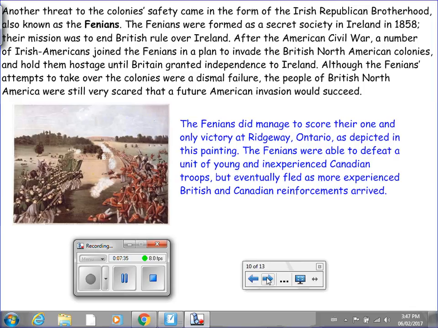Although the Fenians' attempts to take over the colonies were a dismal failure, the people of British North America were still very scared that a future American invasion would succeed. The Fenians did manage to score their one and only victory at Ridgeway, Ontario, and it's depicted in this painting. The Fenians were able to defeat a unit of young and inexperienced Canadian troops, but eventually fled as more experienced British and Canadian reinforcements arrived.